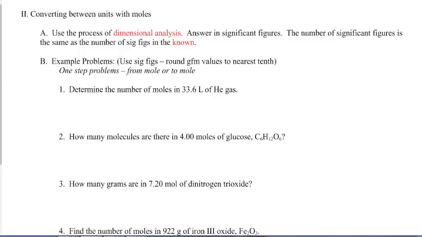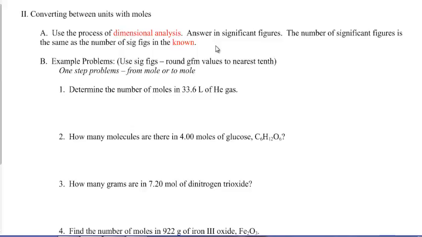Now that we have all of our different types of units that we can convert with moles, we're going to use the process of dimensional analysis to solve problems. Think of dimensions as units, and analysis means to analyze or to solve. When we solve and we answer, we're going to use significant figures. The number of significant figures is the same as the number of sig figs in the known. So all the other values that we use to solve are constants, so we're not going to use any of those to help us determine sig figs. It's just the number that's in the known that will be the number of sig figs in the answer.